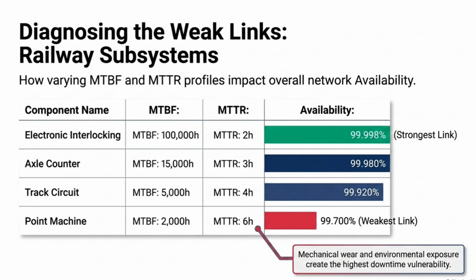So why such a massive discrepancy? Simple. Mechanical wear and environmental exposure create the absolute highest downtime vulnerabilities. See, an electronic interlocking system sits safely tucked away in a nice climate-controlled room, but a point machine, it's out there, sitting in the mud, it battles intense mechanical friction every single time it moves, it faces flooding, dust, massive vibrations from passing trains, and extreme temperatures. All that environmental stress directly tanks its reliability. And honestly, just the physical difficulty of getting out to the tracks to reach it drastically inflates the repair time.